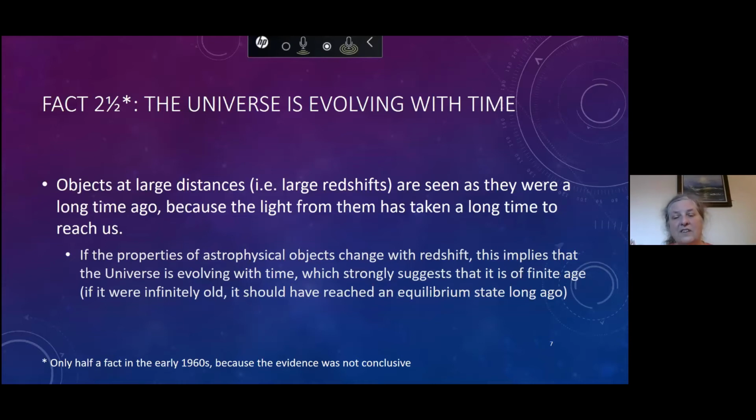But we can see galaxies that are billions of light years away, and those galaxies we are seeing as they were when they were much younger than our galaxy is now. So if the properties of any kind of astrophysical object change with redshift, that is to say, change with distance, that means that that class of objects is changing with time, and that means that the universe must be of finite age, because anything that is infinitely old will have settled down to a state of equilibrium where it's not changing.